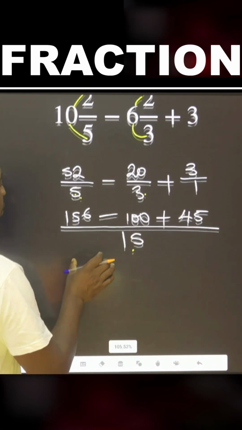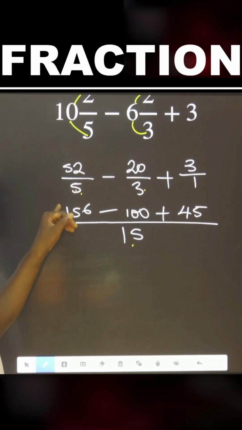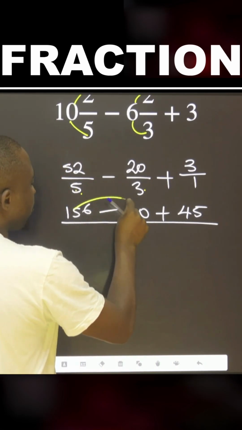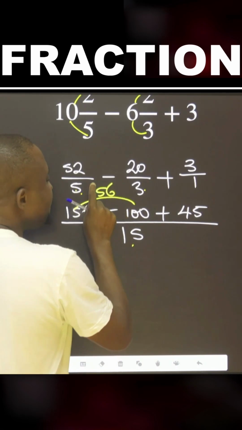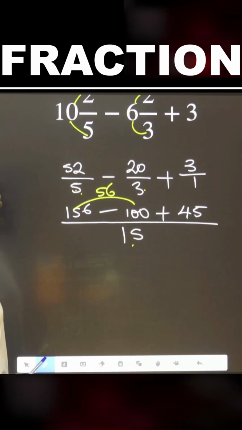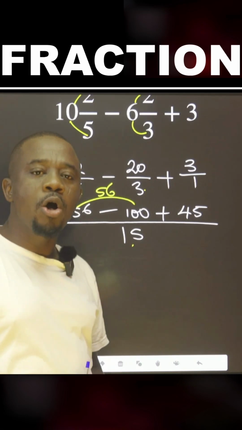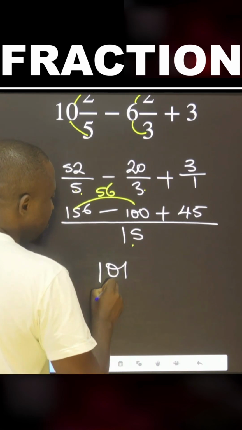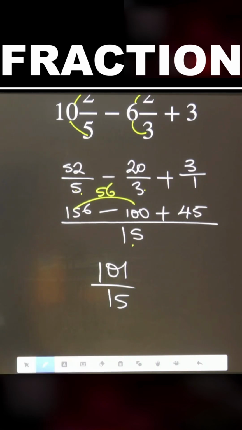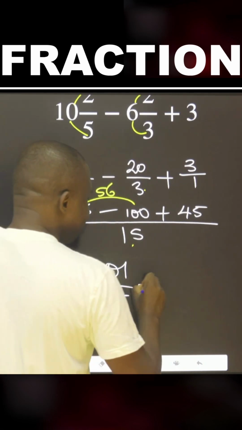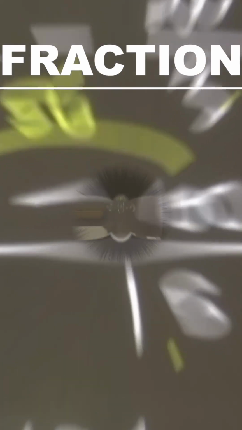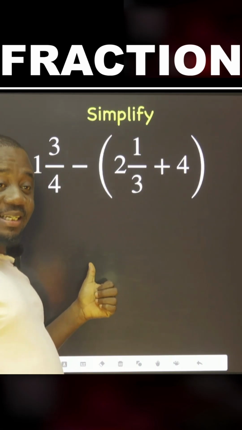So what we need to do now is to work on the numerator. 156 minus 100 is 56. These two will give us 56. 56 plus 45, you agree with me, is 101. That is 101 all over 15. So how many 15 in 101? There are 6. That is 6 whole number, 11 over 15. This is the answer.